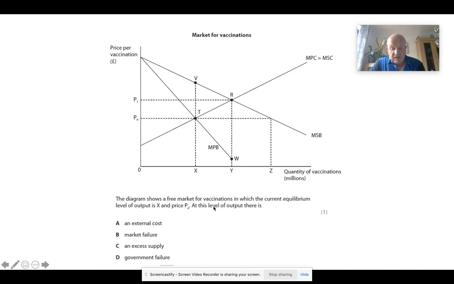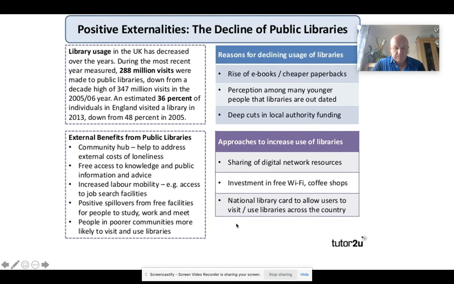Okay, however, at that level, what have we got going on? Well, we've clearly got a significant level of market failure, haven't we? Because we're not producing where the marginal social benefit and the marginal social cost are equal. So essentially, we've got market failure going on there.